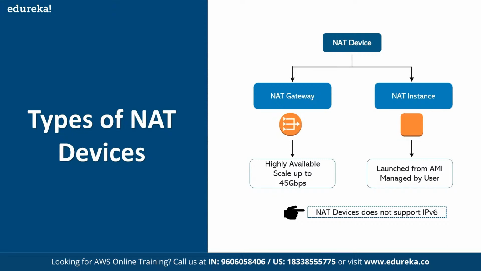Whereas a NAT instance is when I want to set up my NAT device on my own. I might have a third-party application, and I want to set it up on an EC2 instance. So I have to manage everything. It is not as highly available as AWS's NAT gateway. It is costly also. So most of the time you will be selecting NAT gateways, because AWS will take care of it.